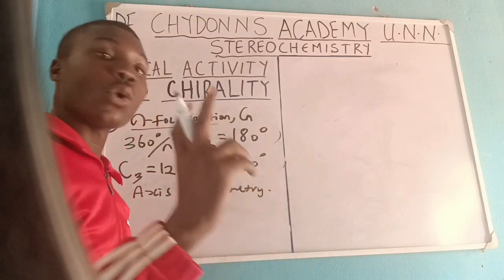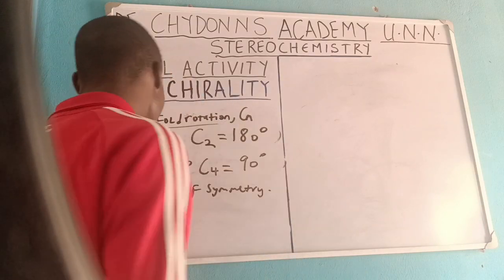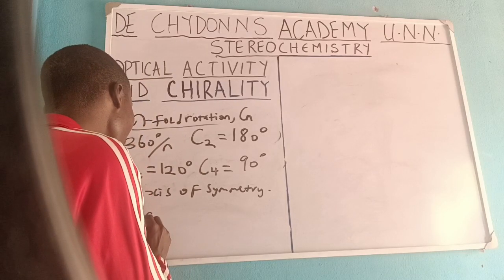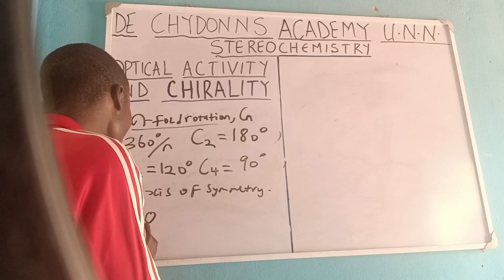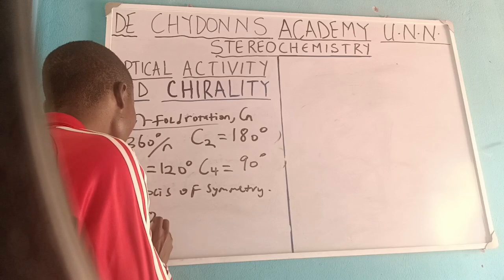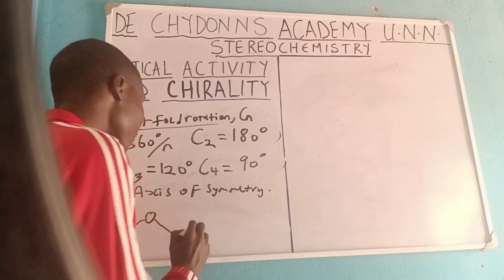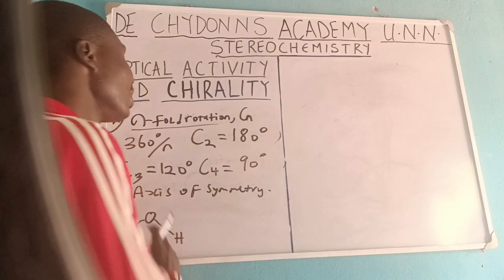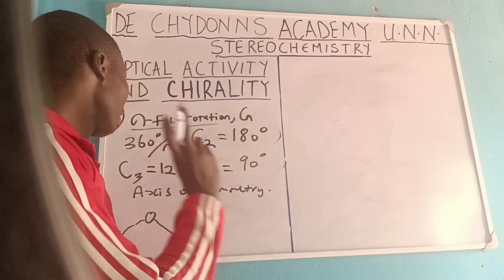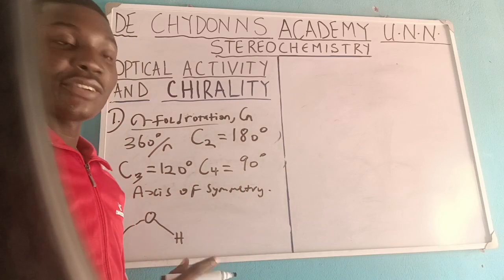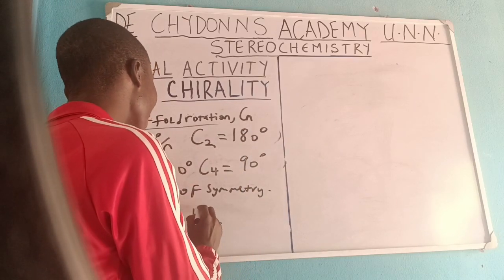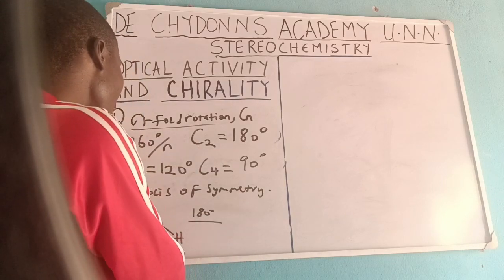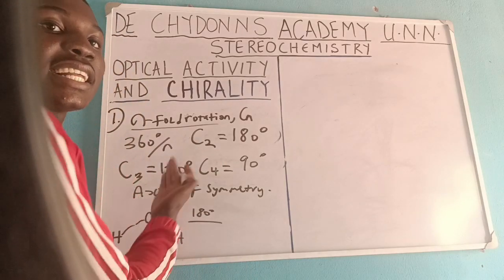So let's use water as an example. This is the structure of water. We have oxygen connected to hydrogen, connected to hydrogen. So this is water. Now, if you rotate water 180 degrees, it means that first of all, this water is going to come out and then it's now going to go back.